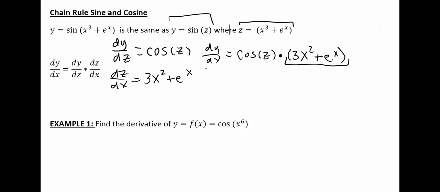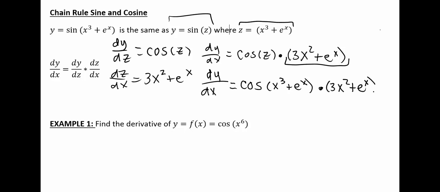Now remember, I don't want z's in my final answer. So one more step I need to take is to substitute back in what z equals so that everything is in terms of x. My z equaled x cubed plus e to the x, so I substitute that back in, times 3x squared plus e to the x.